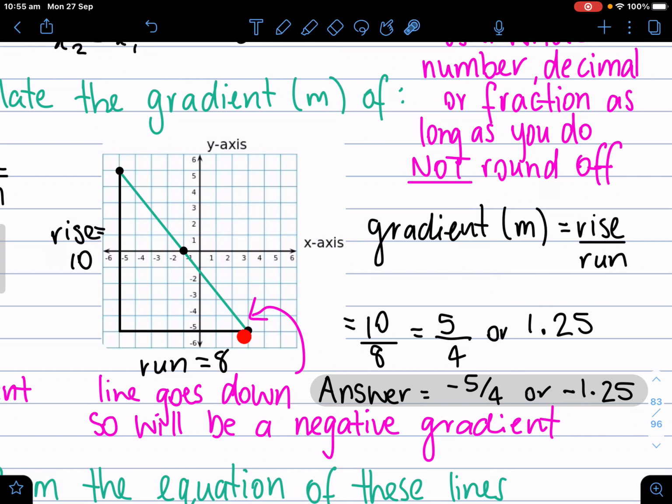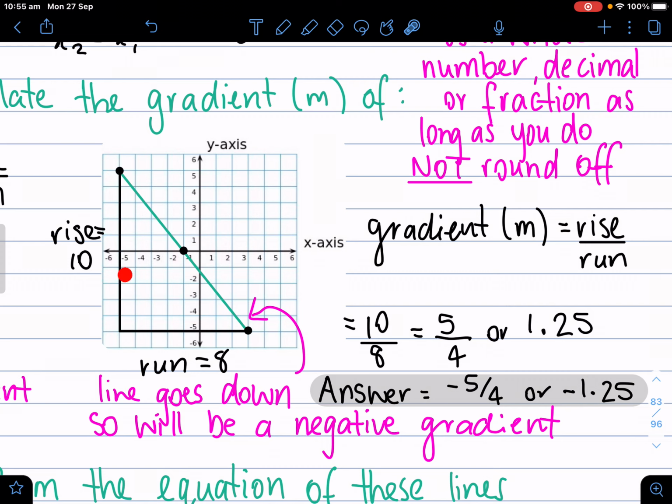I can use any of those 3 points. I could use this point and make a right angle triangle there, or I could use those 2 there. I've used the first and last just to make it easier for you to see. So I make my right angle triangle and I see how much it rises.